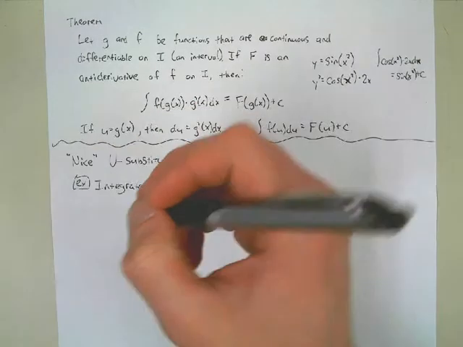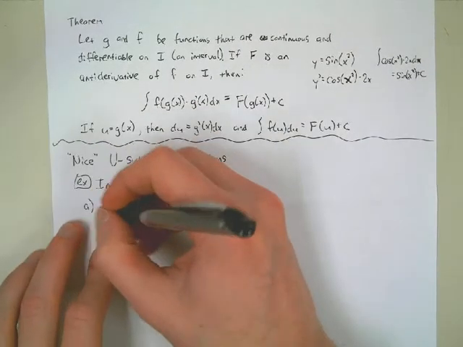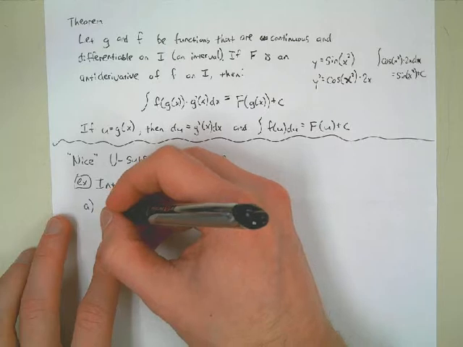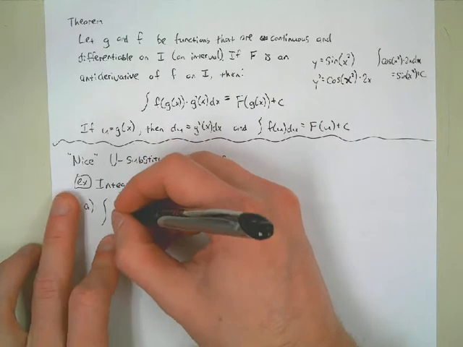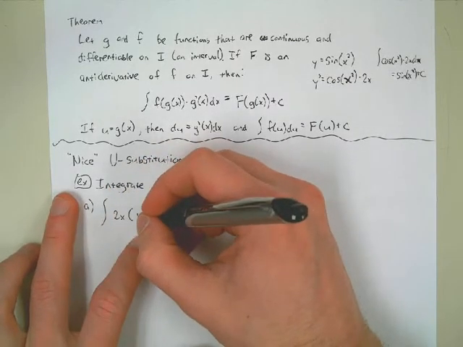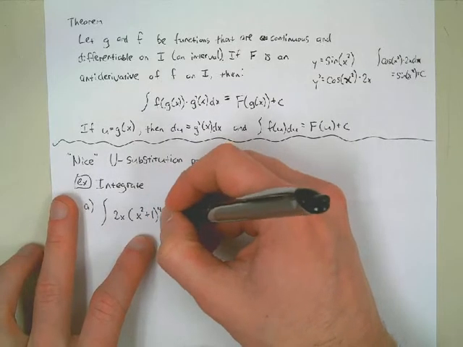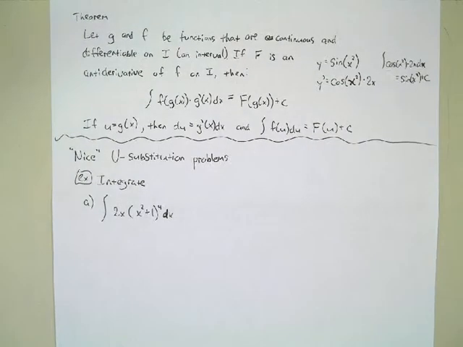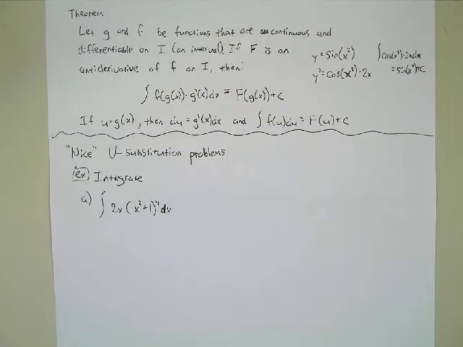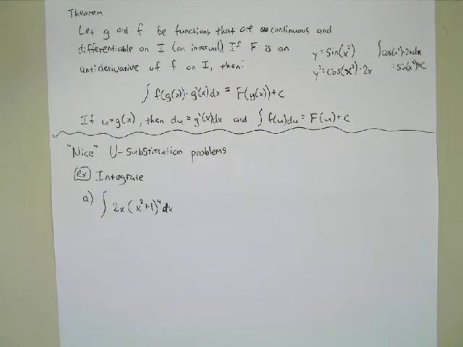Okay, so, let's go here. Letter A. Integrate 2x times x squared plus 1 to the 4th dx. Okay, so we'll integrate this. Could we integrate this problem prior to today? Yes, we could.